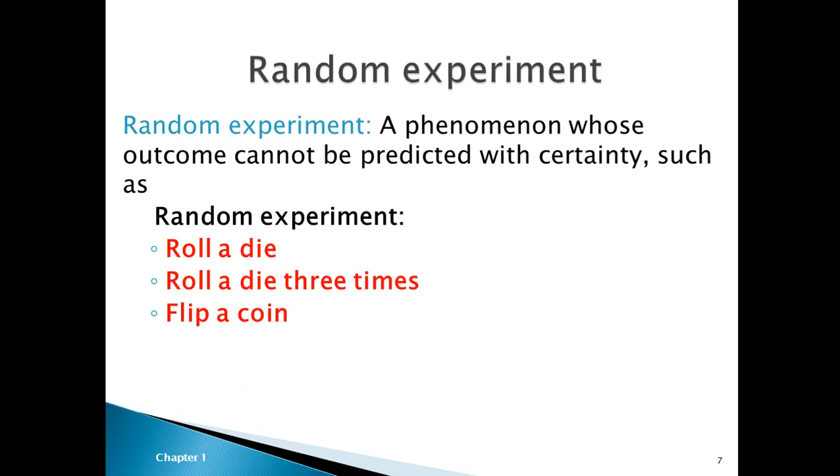Here are some examples of random experiments and their sample spaces. For the random experiment of tossing a coin, the sample space is head and tail, or as we usually write, H and T. The second example of a random experiment is rolling a die, and the sample space is {1, 2, 3, 4, 5, 6}.